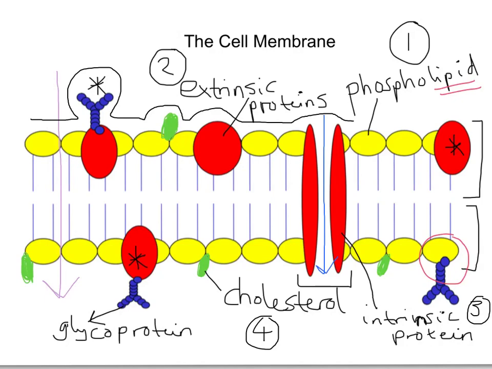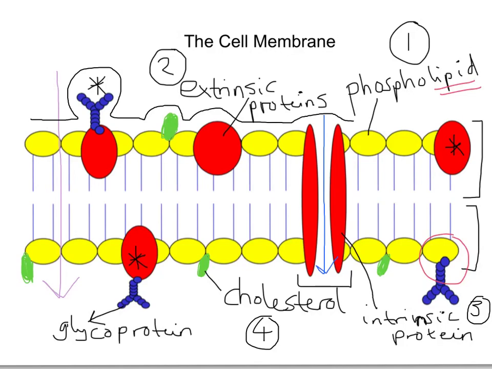So we've explained fluid mosaic, but model. The word model is used because this is simply just a diagrammatic representation of what we believe the cell membrane to be like. So that's why it's a model, it's a diagram to represent our current understanding of it.